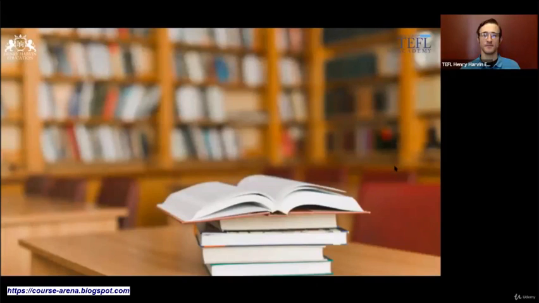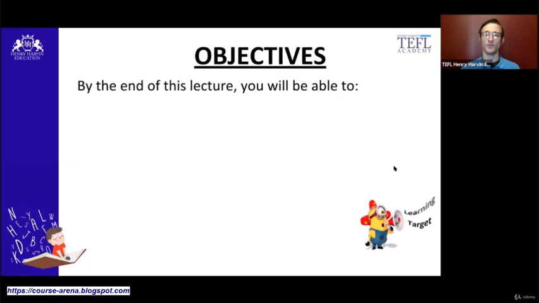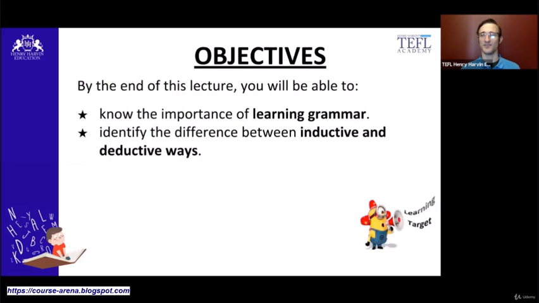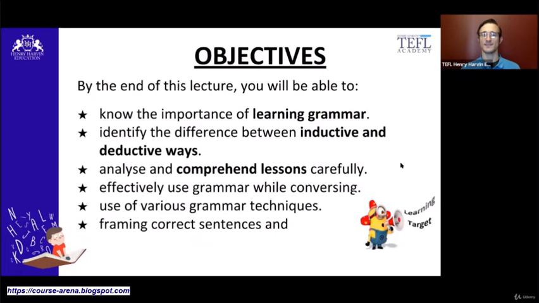The objectives of this module. So you will be able to, by the end of this lecture, know the importance of learning grammar. Why do we need to do it? Identify the difference between inductive and deductive ways. Analyze and comprehend lessons carefully. Effectively use grammar while conversing. And the use of various grammar techniques. Framing correct sentences. And knowing the grammar behind everything.